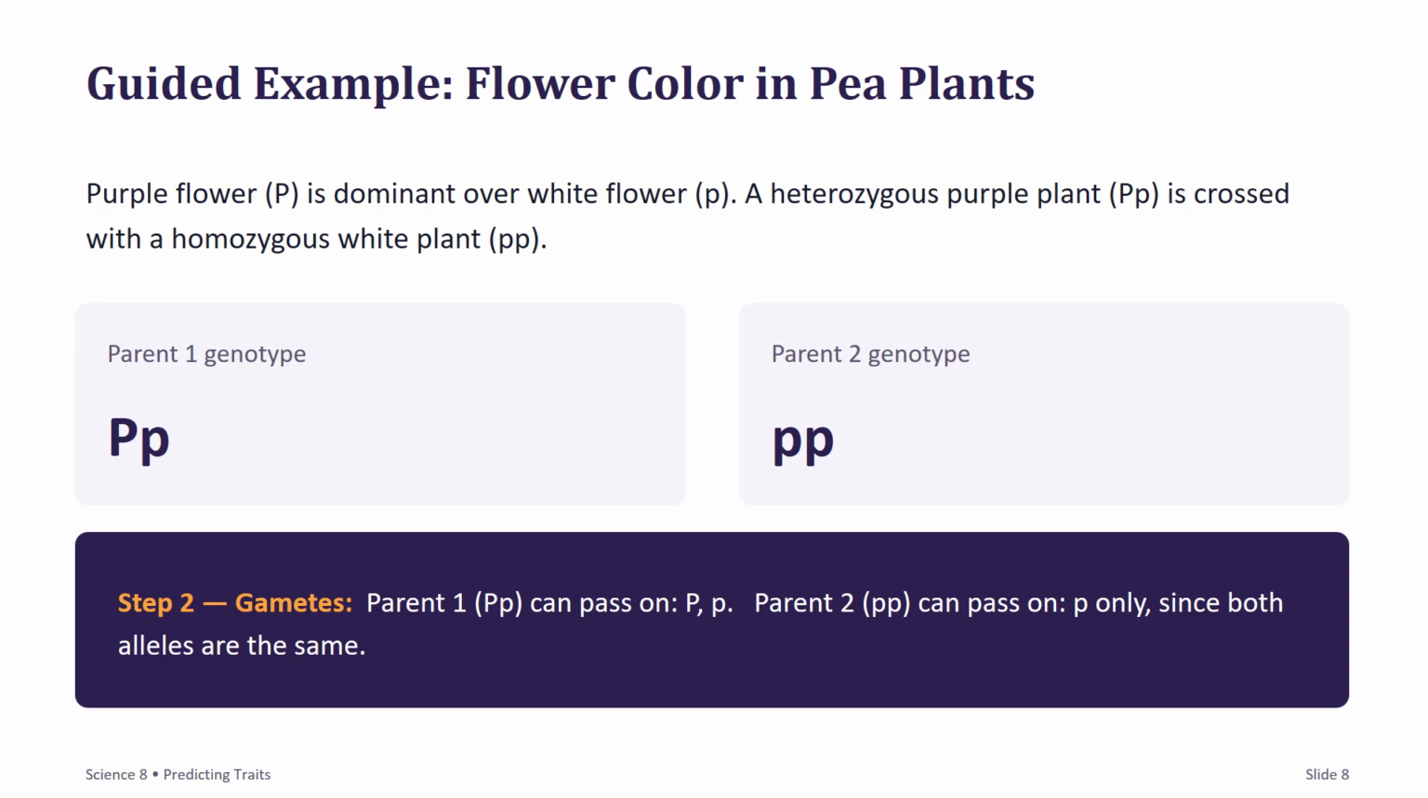Now let's move to step 2 and find the gametes. Parent 1, capital P small p, can pass on either a capital P allele or a small p allele. But parent 2, small p small p, can only pass on a small p allele, since both of its alleles are the same.